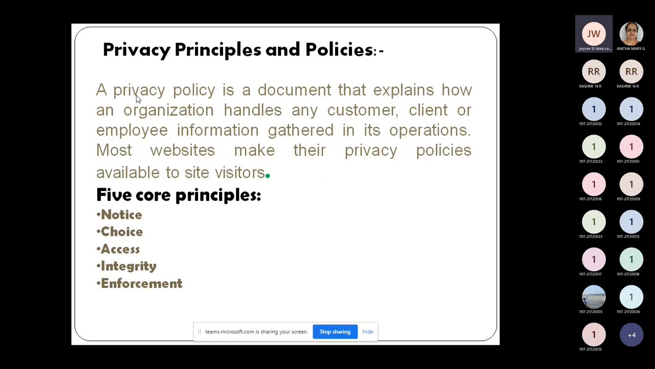Enforcement is nothing but impressing. It has some impressive principles. Depending on those principles, it will go further into several factors where we can secure the information.